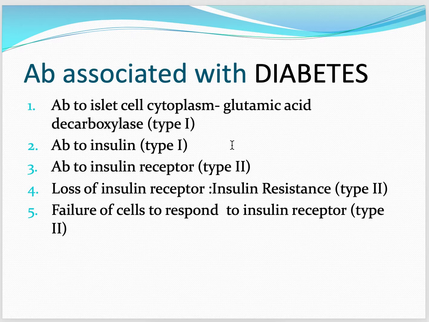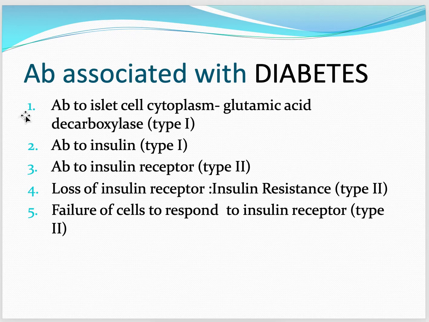Basically, in this case, most of the antibodies are induced against an enzyme, glutamic acid decarboxylase, which is present in the islet cell. So antibodies can be induced against glutamic acid decarboxylase, and eventually they can react with the islet cells and inactivate them. So it will cause type 1 diabetes.